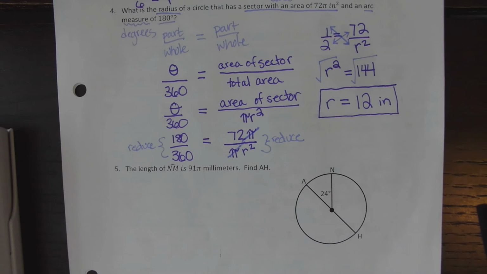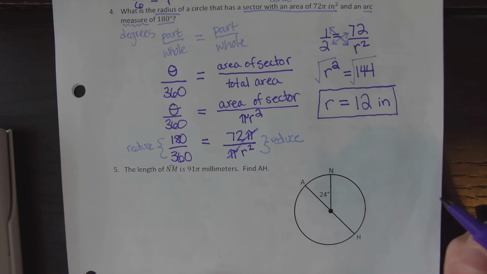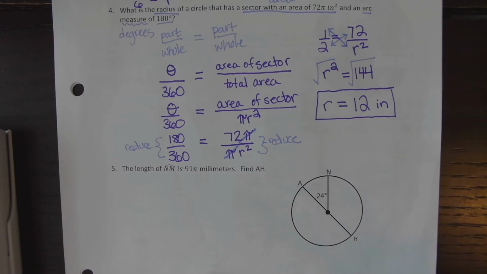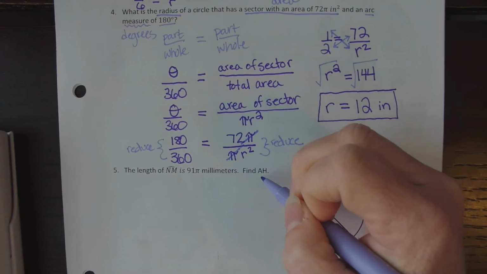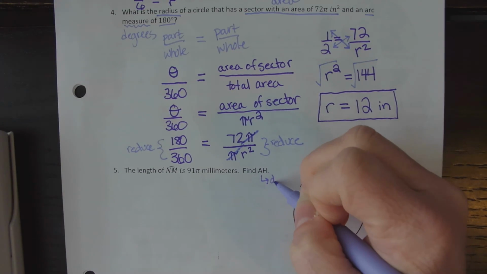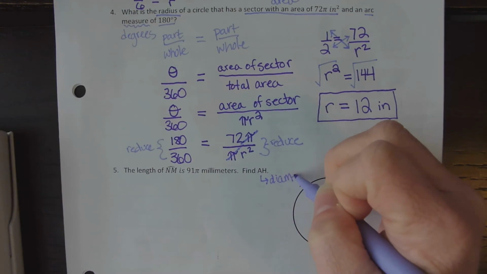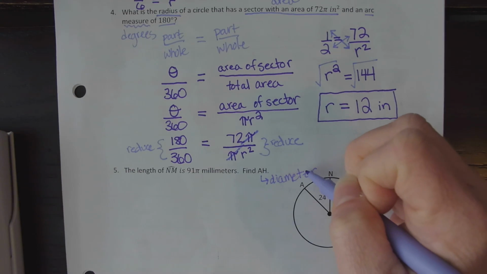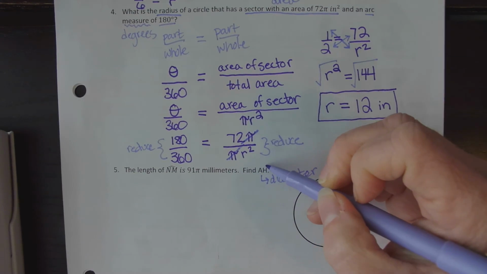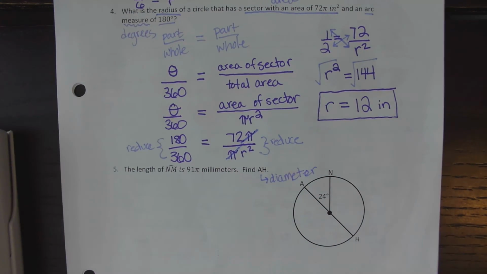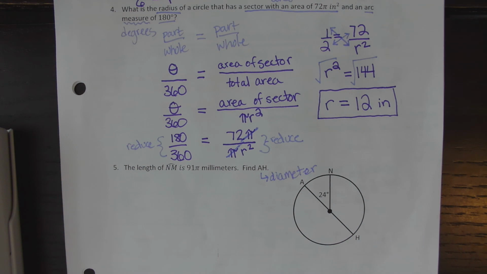We want to find AH, and this looks a little different. So AH, this is the diameter. It is asking us to find the diameter. We haven't seen it in a while. If it's a segment without the line on it, it's asking for the length of the segment. What is the measurement of the segment?